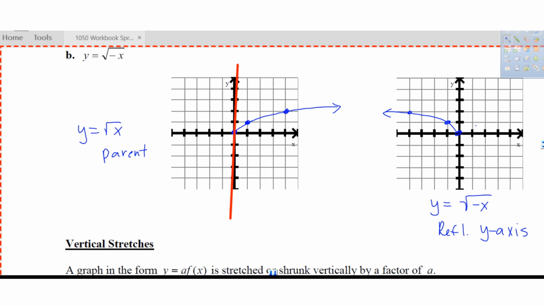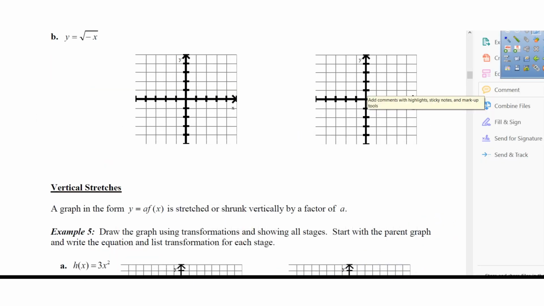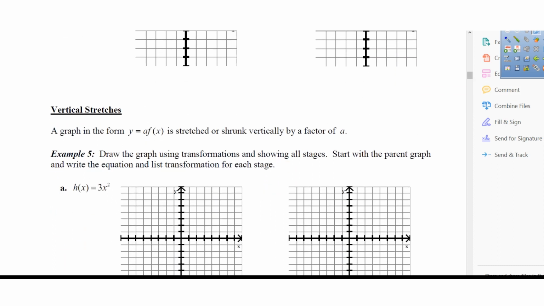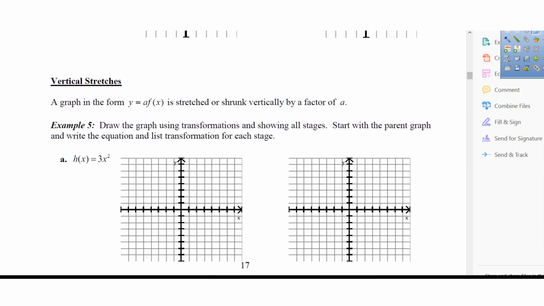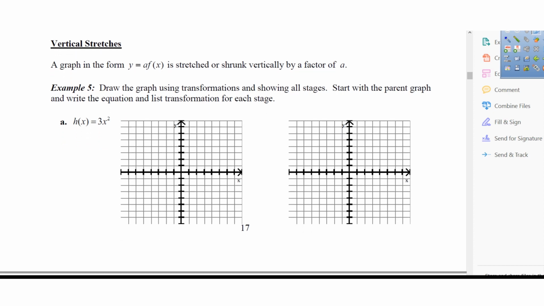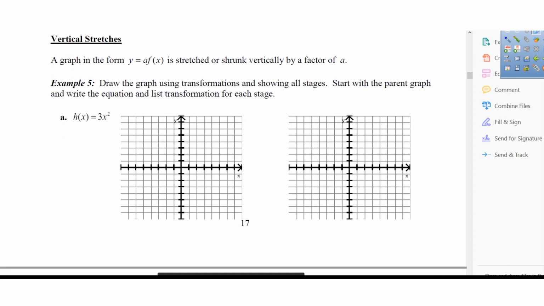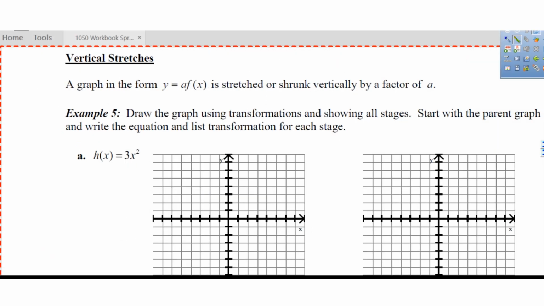Okay. Stretches. Now your value of A is no longer going to be a 1, or at least it's a potential for not being a 1. This is what it's called, guys. It's called a shrink or a stretch vertically by a factor of A. That's the wording that you have to say, okay?